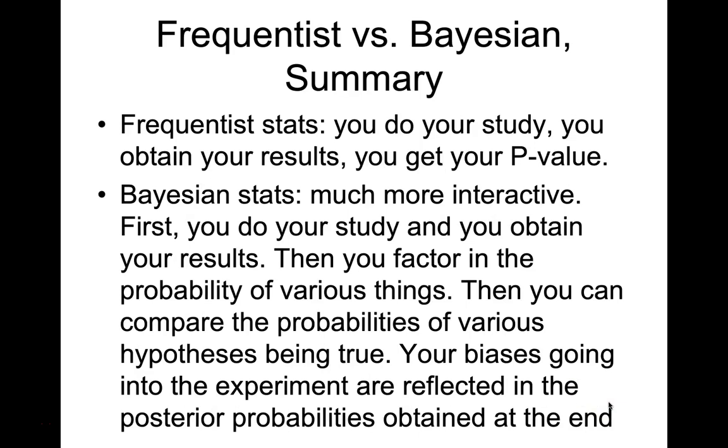Frequentist statistics is typically a one-off thing. You do your study, you obtain your results, you get your p-value, and that's that. Bayesian statistics is much more iterative. First, you do your study and obtain your results. You factor in the probability of various things. You compare the probability of the hypothesis being true at the end of your experiment, and that biases your experiment the next time you do it by changing your prior probability, and so on and so forth.